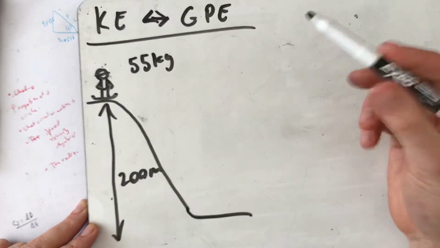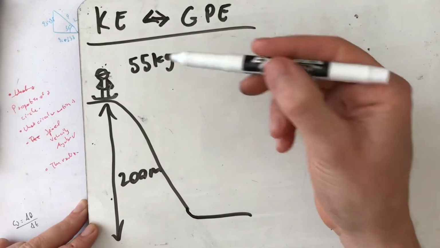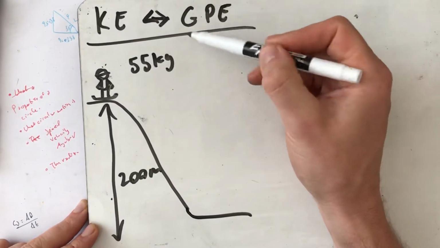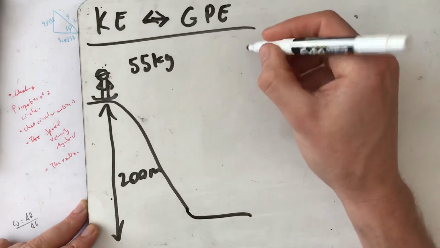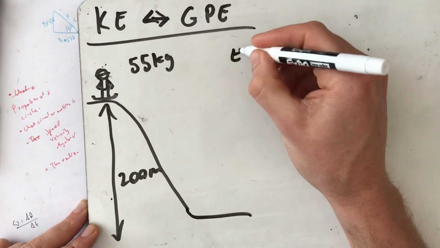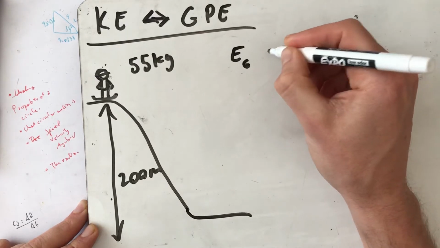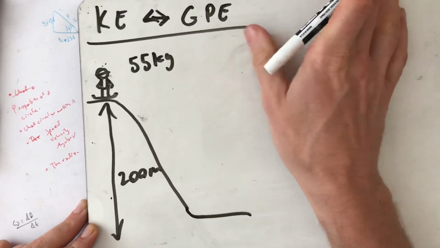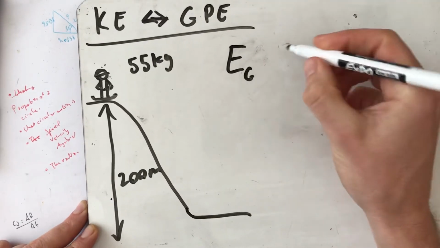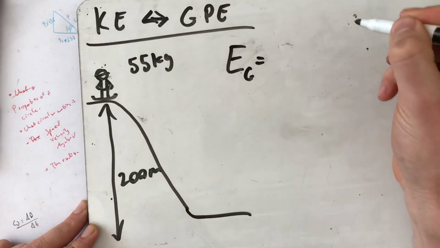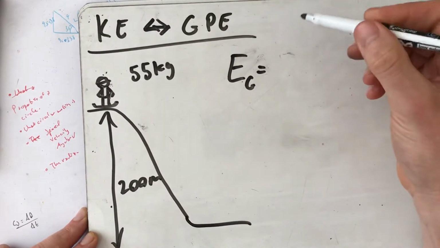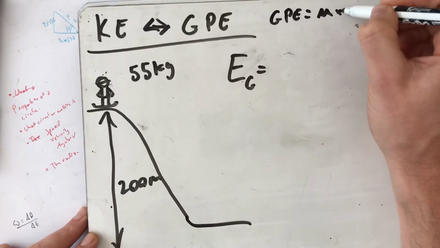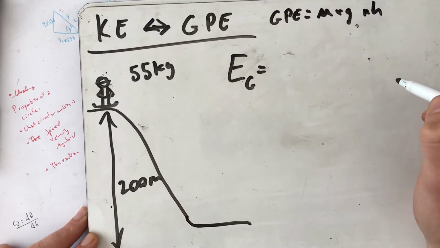What we need to think about is that he's at the top of a mountain, and he's got some gravitational potential energy, which we can calculate. I'm going to write E sub G, because that's the way I like to write it, but you can write it as GPE or whatever. I'm going to write it a bit bigger because it's a video. E sub G is equal to, if you remember the formula for gravitational potential energy, GPE equals M times G times H.